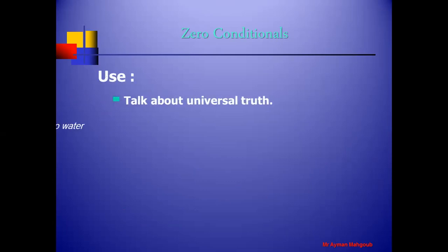The use of the zero conditional to talk about universal truth, as we said. If you heat ice in general, it turns into water in general. I'm not talking about a special condition, ظروف معينة, weather conditions مثلا, or a specific piece of ice, or a specific time, or a specific place. No, I'm talking about universal truth. If you heat ice in general, it always turns into water.